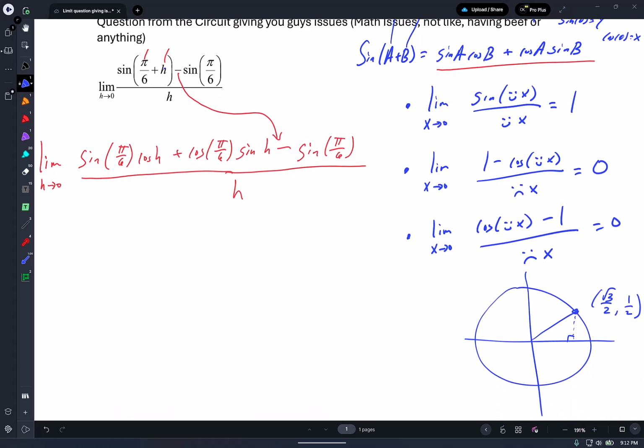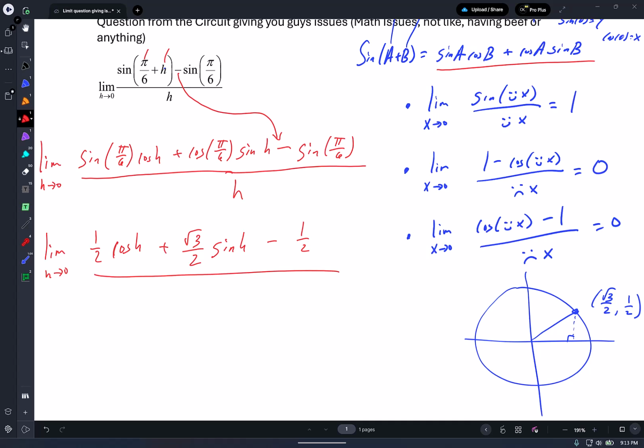All right, coming back, let's continue with this. We're going to go limit as h approaches 0. Sine of pi over 6 is just 1/2, because remember, we said sine was a y value. So 1/2 times cosine of h, plus cosine of pi over 6, which is the square root of 3 over 2. So square root of 3 over 2, and then we're going to write sine of h. And then minus, again, sine of pi over 6. We said that was 1/2.